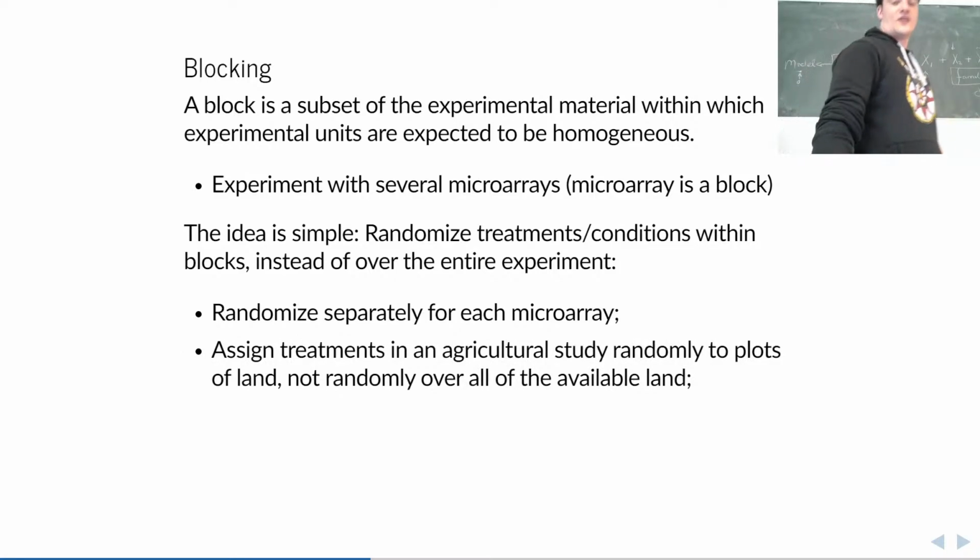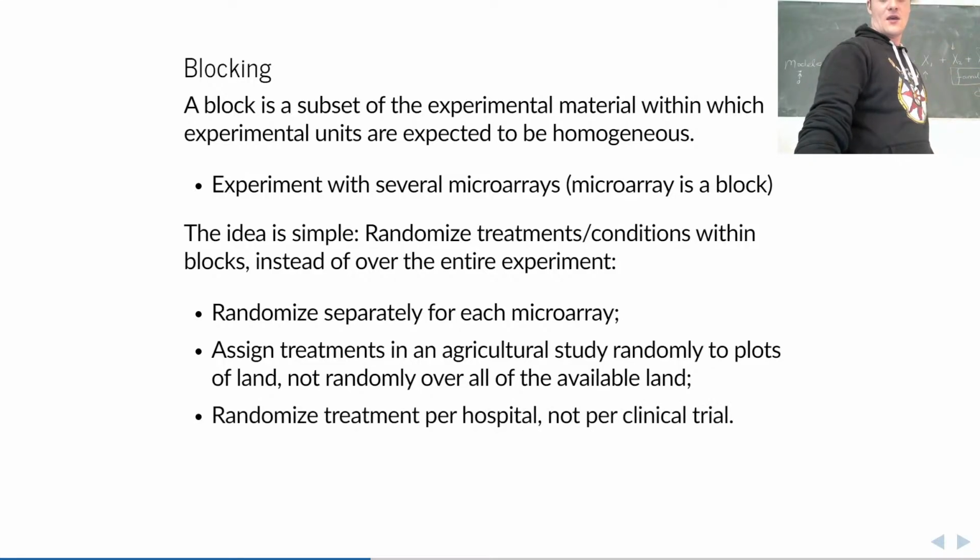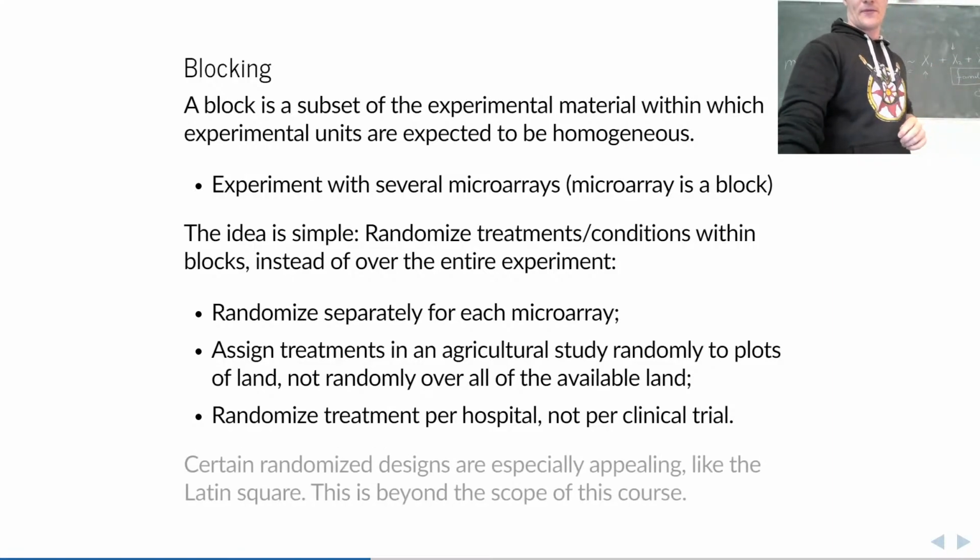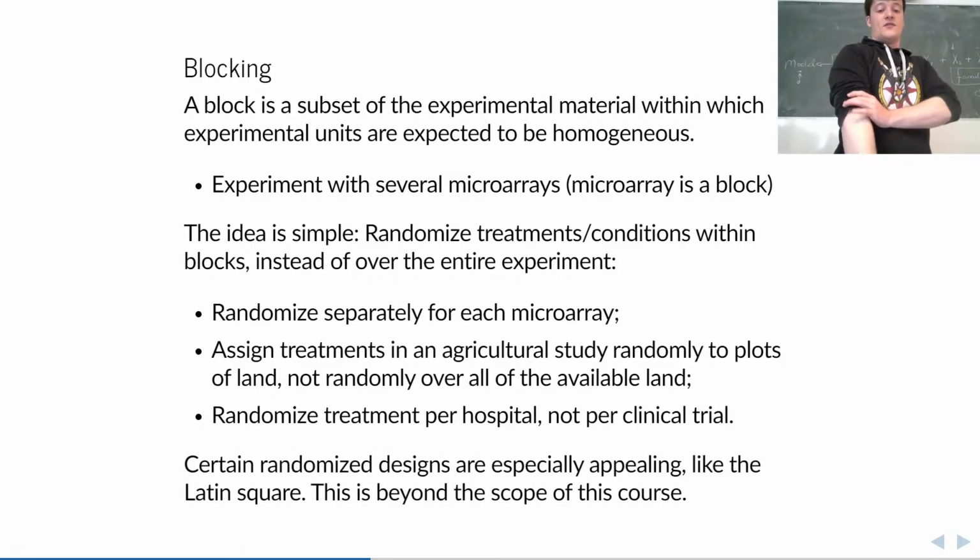Okay, so yeah, this is the other example. If you randomly assign treatments to plots of land, that's better than randomizing it over the entire field that you have. If you have a clinical trial that involves multiple hospitals, you should randomize the treatment, so placebo or treatment, per hospital and not over the entire clinical trial. This hospital will do this, this hospital will do that. Okay, certain randomized designs are better than others.